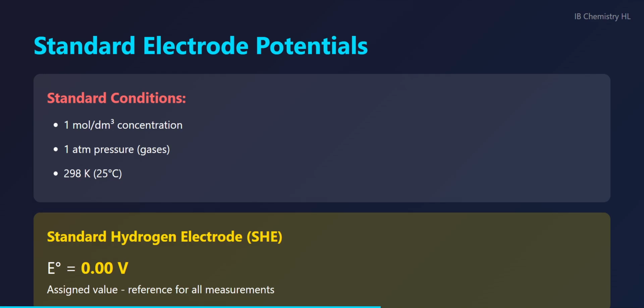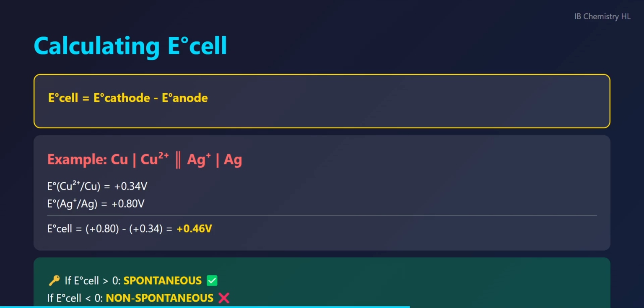Standard electrode potential, denoted E0, is measured under standard conditions. These are 1 mol per decimeter cubed concentration, 1 atmosphere pressure for gases, and temperature of 298 Kelvin. The standard hydrogen electrode, or SHE, is assigned a potential of 0 volts and serves as the reference for all other measurements. To calculate the cell potential, use the formula E0 cell equals E0 cathode minus E0 anode.